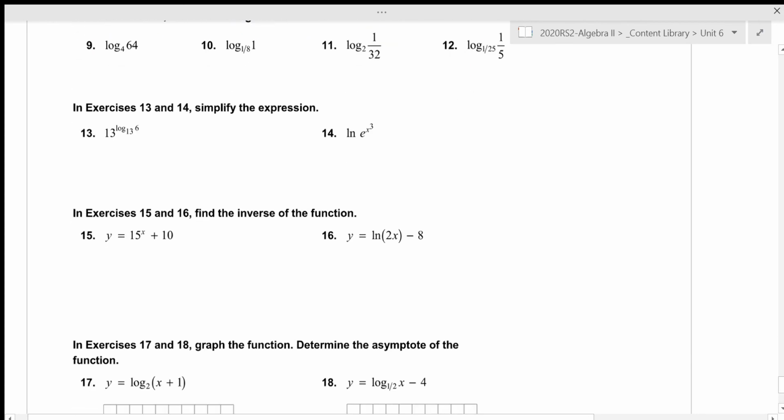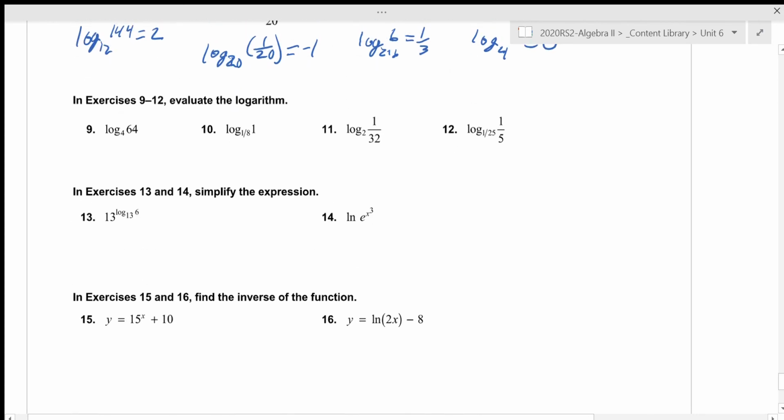So in number 9, we have log base 4 of 64, and it doesn't tell us what it's equal to. That's what it wants us to find. It wants us to evaluate the logarithm, find out what that log is equal to. So log base 4 of 64 is asking us 4 to what power is equal to 64? So you can check by doing different powers of 4. You can do 4 to the 1st, 4 to the 2nd, or you could do 4 to the 3rd. And eventually you'll see one of these is 64. So that means that log base 4 of 64 is equal to 3.